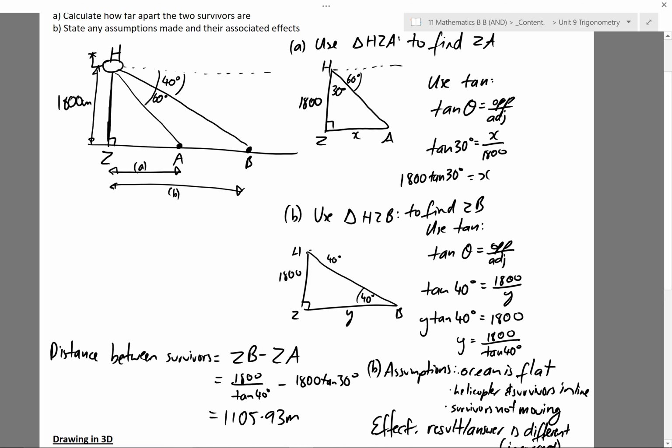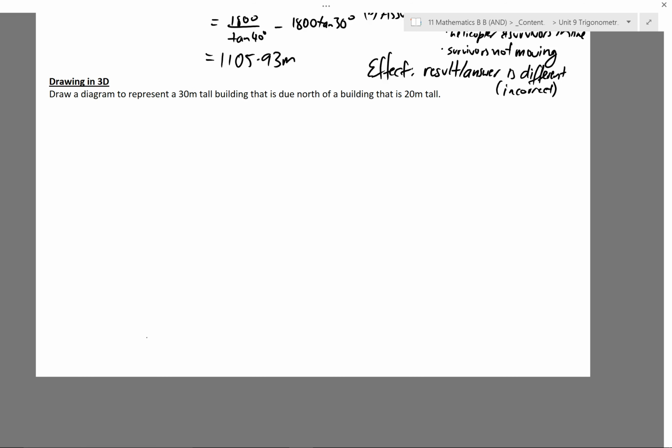In the bigger problems, you're going to get absolutely lost if you don't label your diagrams. You'll have no chance. Drawing in 3D, it's really important that you label your diagrams. If I try and draw this diagram, 30 meters tall building due north of a building that's 20 meters tall, I'm going to get really confused trying to do this. Here's my 30 meter building, and then it's north of another building that's 20 meters. I can't see what's going on there at all. Okay, if this direction is north like it normally is, okay, that doesn't really work.